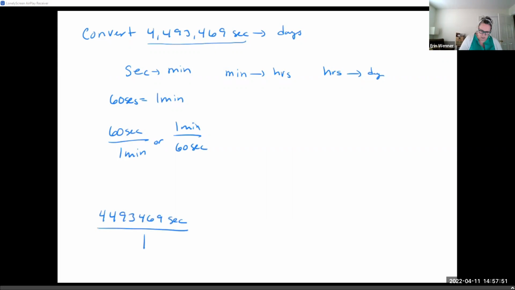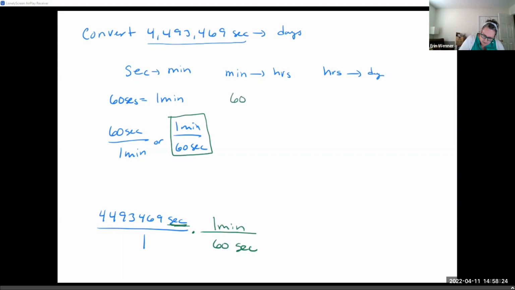Because I have seconds in the numerator, that means when I multiply, I need to get seconds in the denominator. So which of those two fractions has seconds in the denominator? The second one. We're going to use this one because it's going to give us the seconds in the denominator, which allows us to cancel with the seconds in the numerator. So I've got 1 minute that I'm going to put in the numerator and 60 seconds that I'm going to put in the denominator.